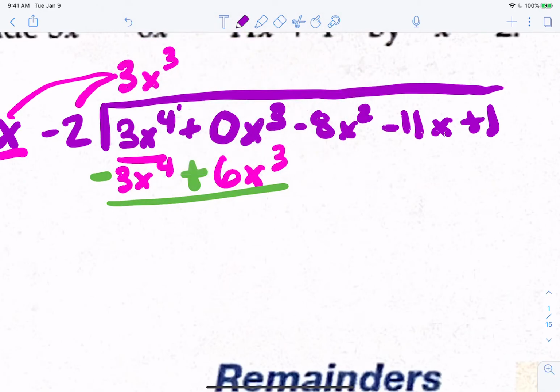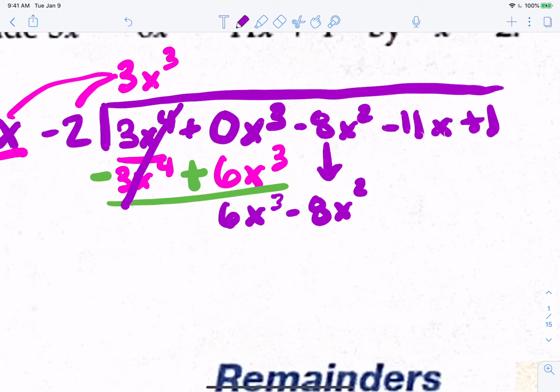So 3x to the 4th power minus 3x to the 4th, that should cancel out. Okay? What is 0x cubed plus 6x cubed? 6x cubed, and then I drop 1 down, just like we did when we were dividing by 2. Okay? So there he is. All right? And then I repeat my process all over again.